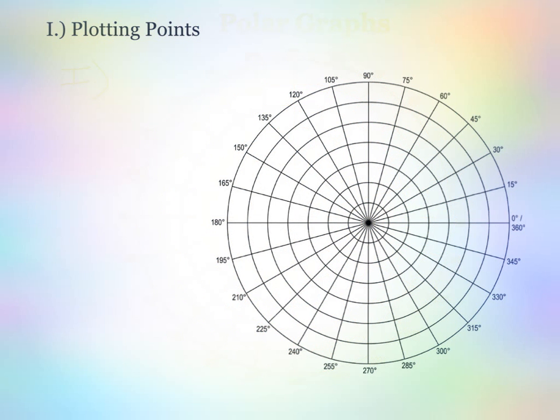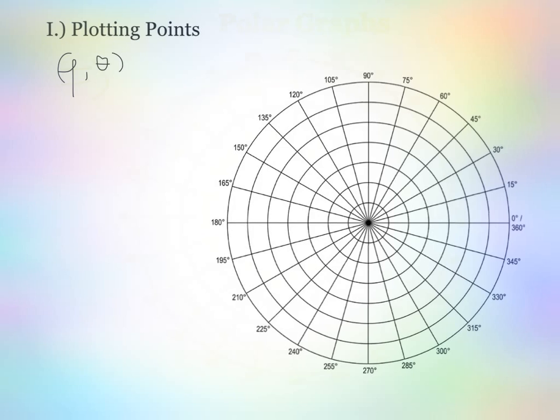Plotting points on the polar plane is different than plotting points on the Cartesian plane. Points here are written in the form of rho, comma, theta. On the graph, the rho corresponds to how far you go out, whereas the theta corresponds to the angle at which you go out.